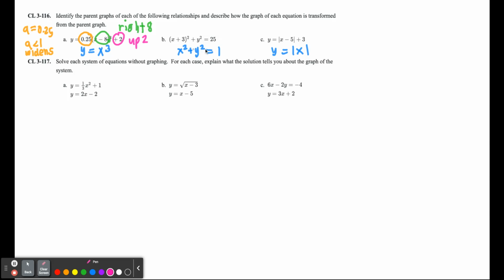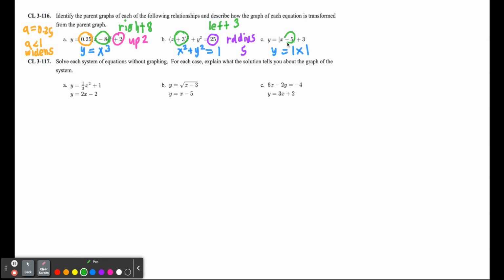Now here, there are no a values, so there's no stretches. There's only a left shift here because you have +3, so it's left 3. And then also the radius has changed, and the radius is equal to 5.